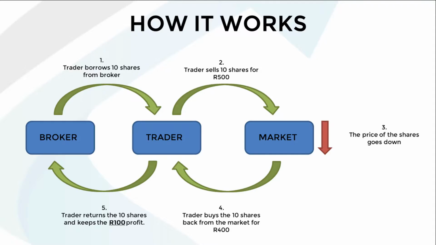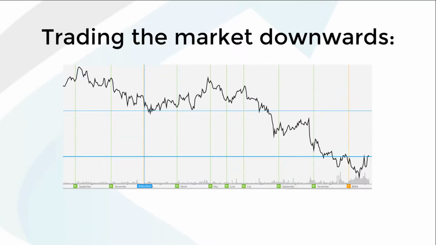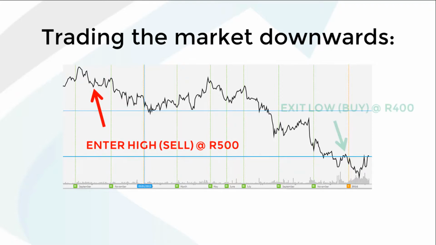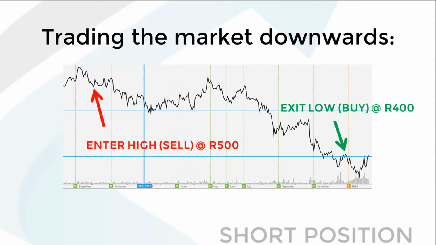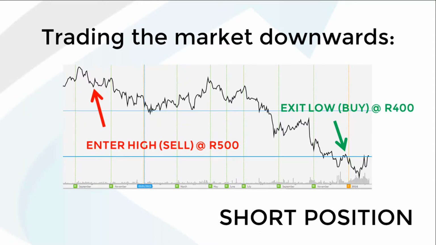Now, in real life, it's luckily not that technical of a process. All you have to do is enter a trade by selling instead of buying, and you are shorting the market and making money when it goes downwards. So in this example, you are entering high by selling at 500 Rand, and then you are exiting low by buying at 400 Rand, and it is known as a short position.